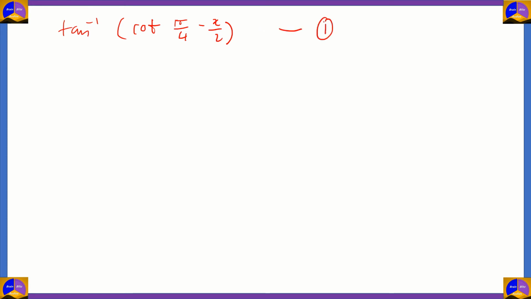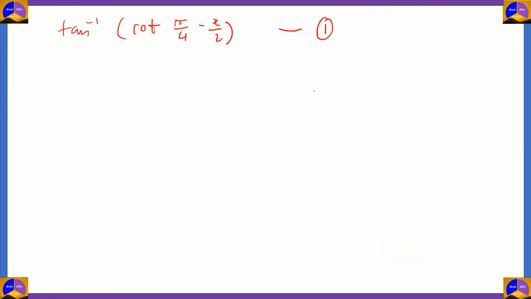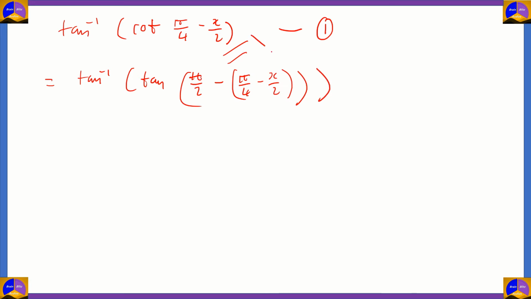This step and the step before it together earn you 1 mark. So if you write this and you write that, tan inverse of cot of pi by 4 minus x by 2, you'll get 1 mark for that question. Now, cot is eventually converted to tan. So tan inverse of tan of pi by 2 minus pi by 4 minus x by 2. Again, you have to be careful with brackets. So if you write the cot and the tan terms together, you're basically converting the inside to a tan function. So that gives you 1 mark.